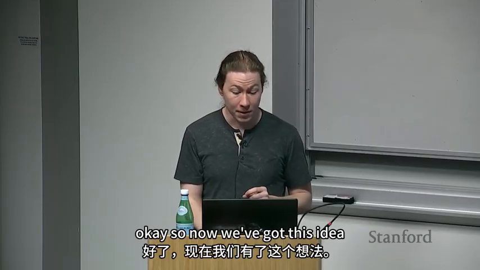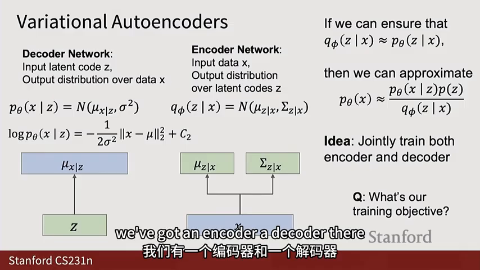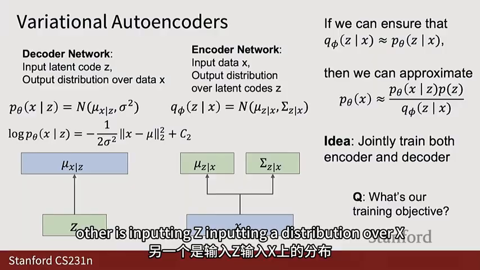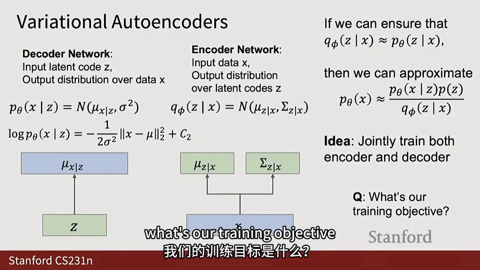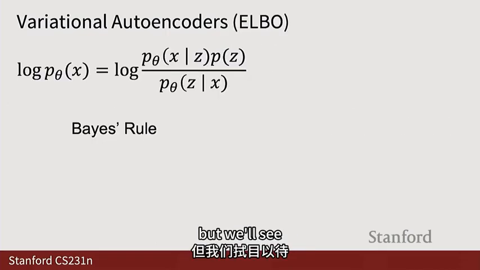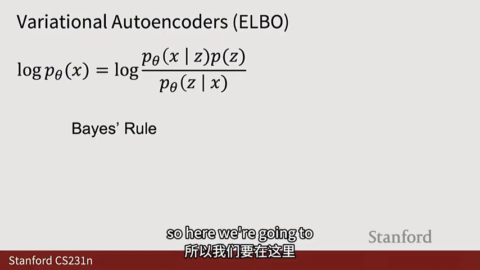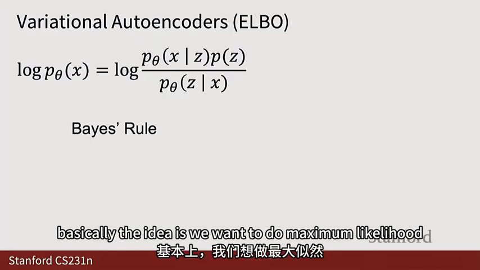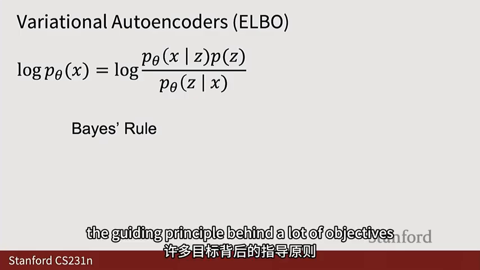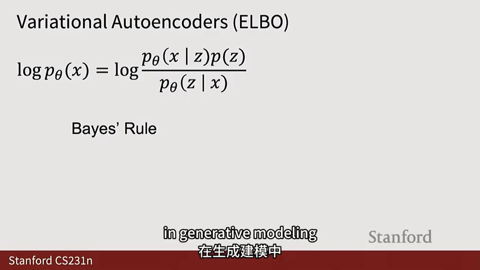Okay, so now we've got this idea. We've got an encoder, a decoder. One is inputting X, outputting a distribution over Z. The other is inputting Z, outputting a distribution over X. What's our training objective? And here's the one slide where we're going to do some math. But we'll see. So here basically the idea is we want to do maximum likelihood. That's usually the single thing that we want. That's the guiding principle behind a lot of objectives in generative modeling.